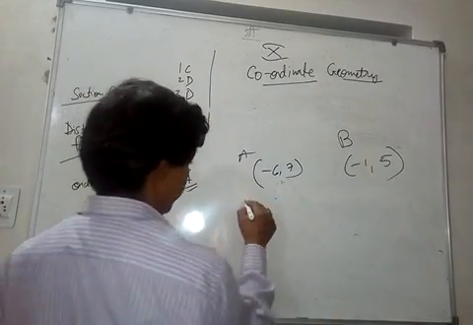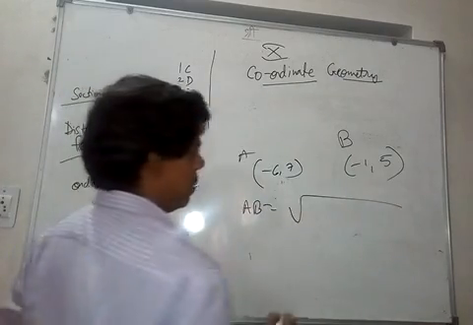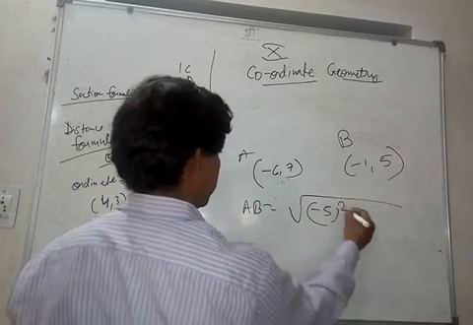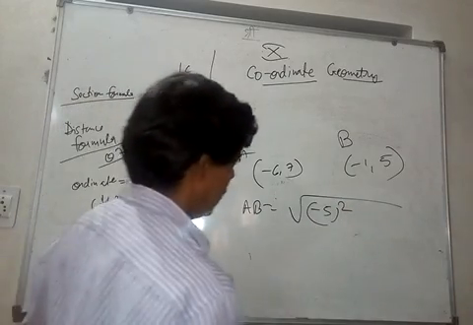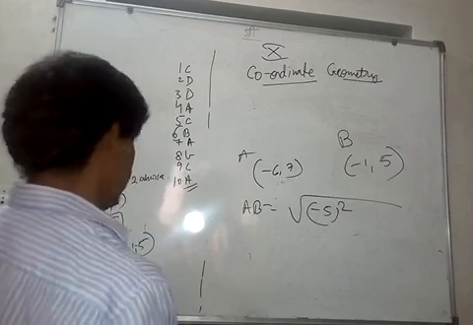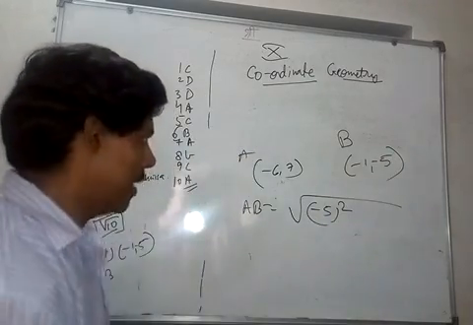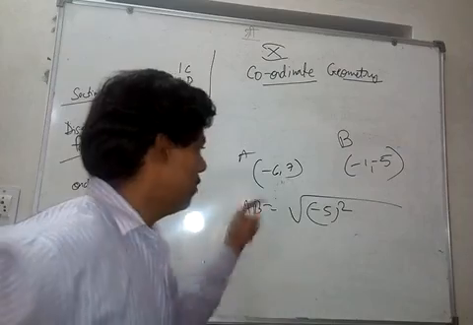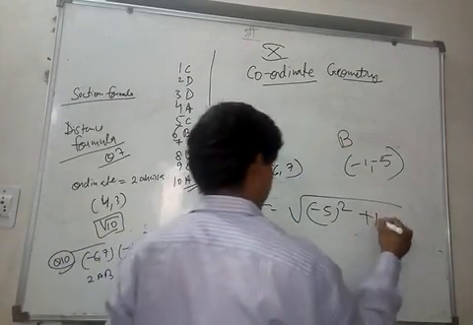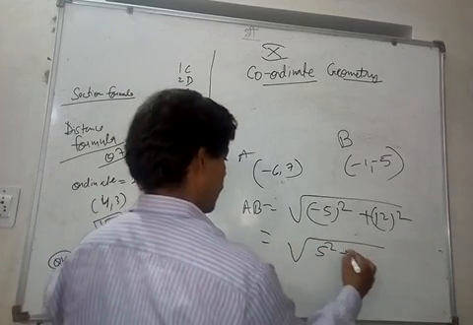So we'll write AB as square root of minus 6 minus 1. Minus 6 plus 1 is what? Minus 5. And this is 7, minus 1 minus 5, so that is 7 minus minus 5, which is 12. So AB is equal to square root of 5 square plus 12 square.